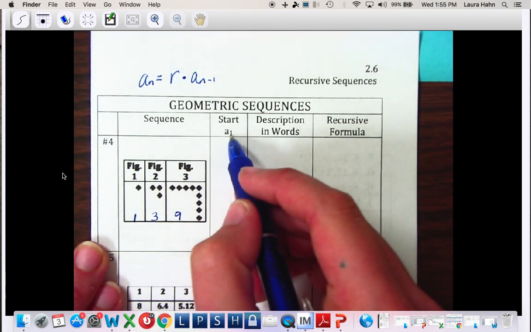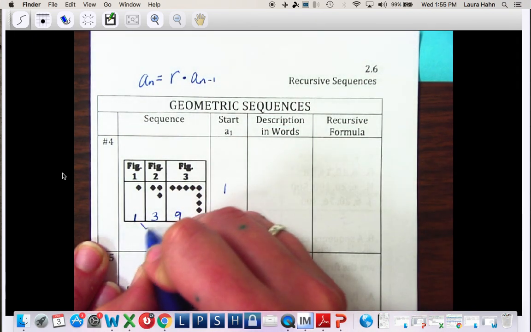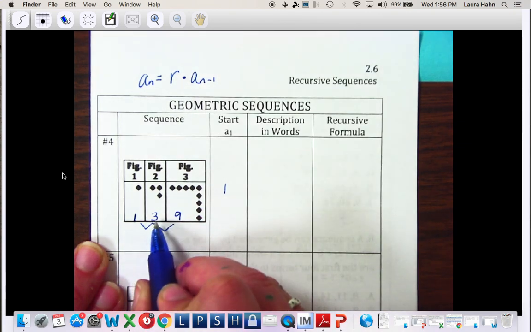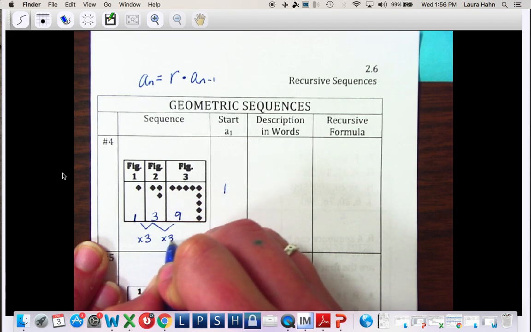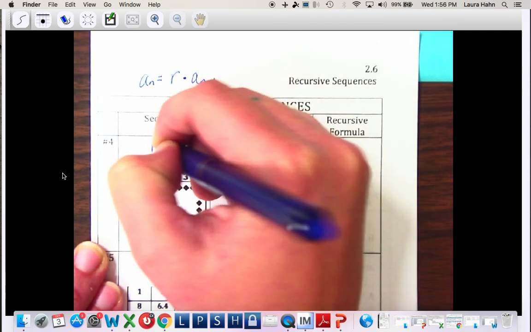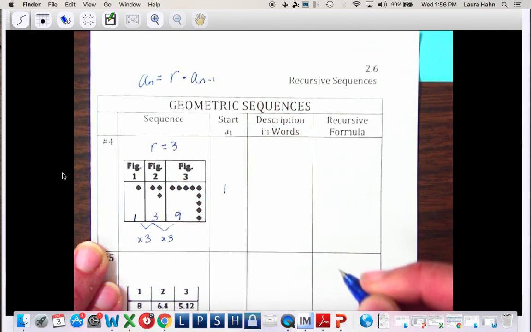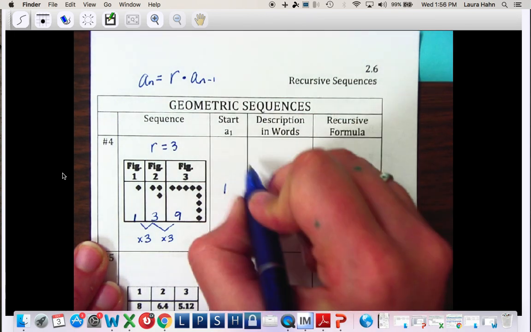Alright, so where did we start with? We started with 1 diamond. Now I have to figure out the pattern. What is happening to get from 1 to 3 to get from 3 to 9? Well, we are multiplying by 3. So this is called your common ratio, and our common ratio is 3. Alright, in words, we started at 1.